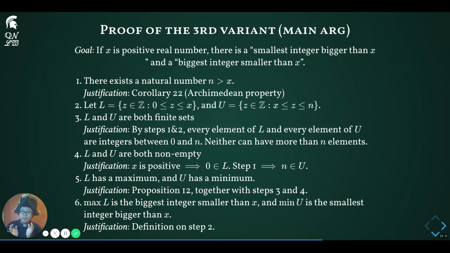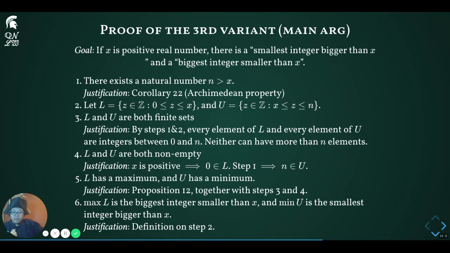We break this proof into 6 steps. In the first step, we use immediately the Archimedean property in the form of corollary 22 to show that there is a natural number n that is bigger than x.